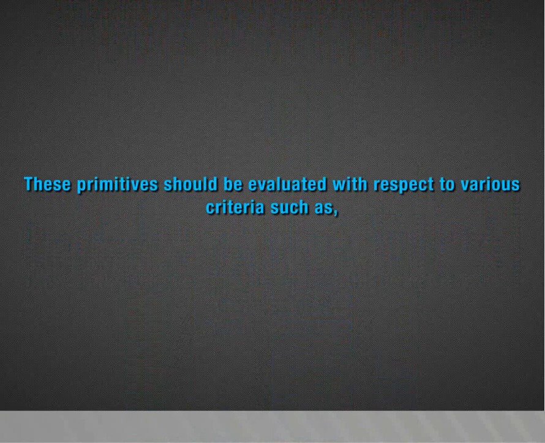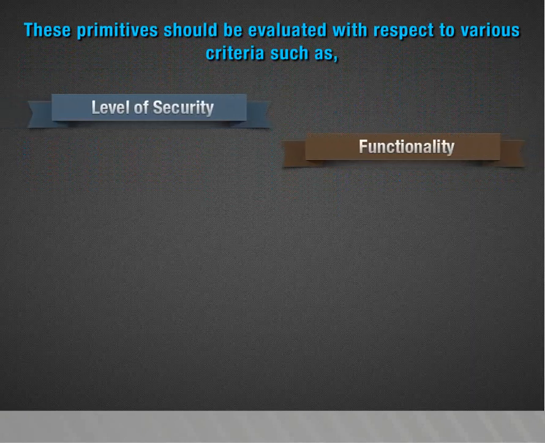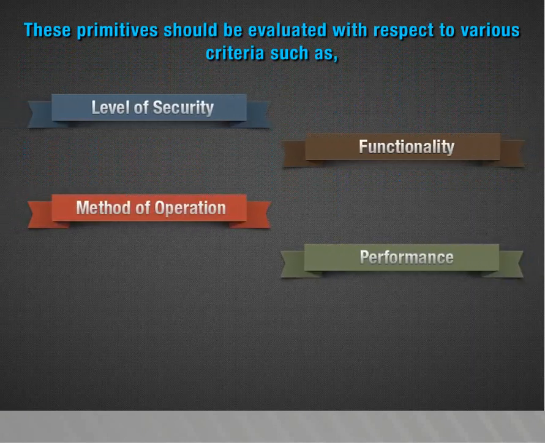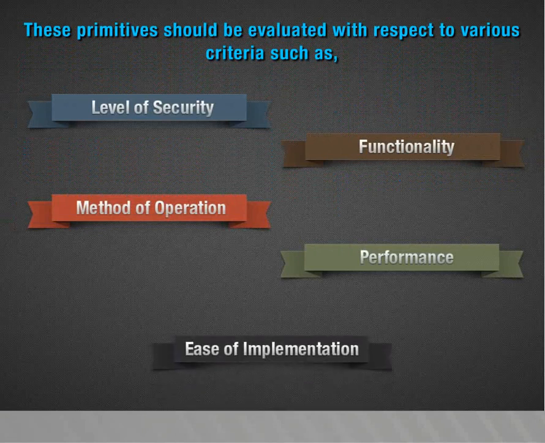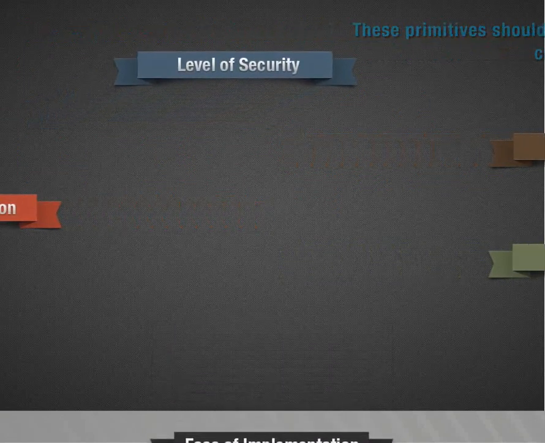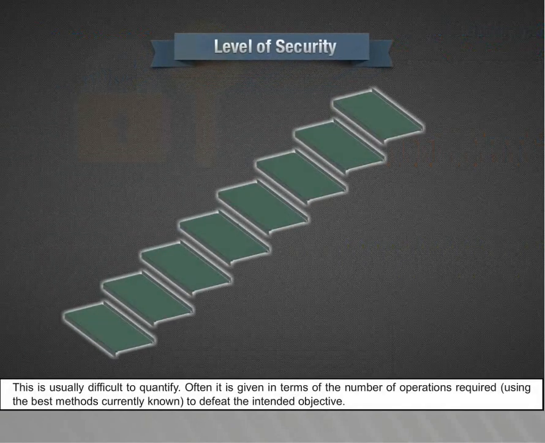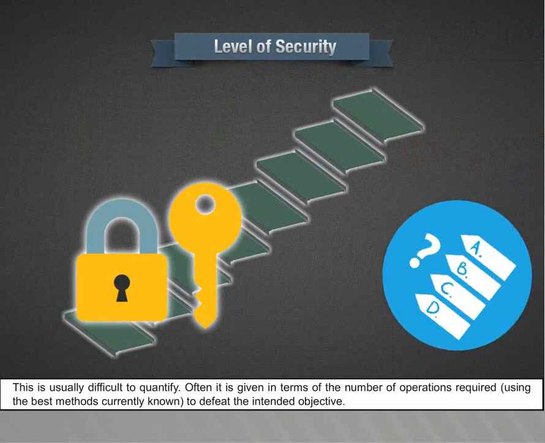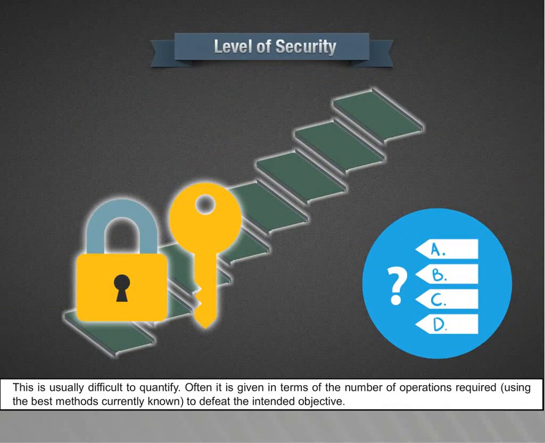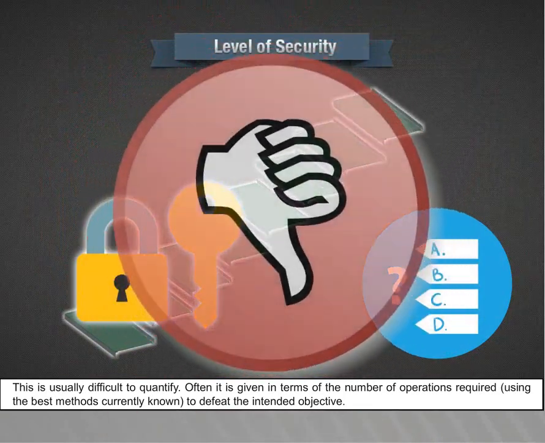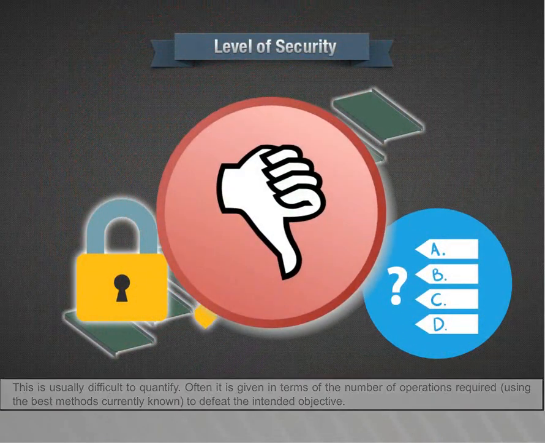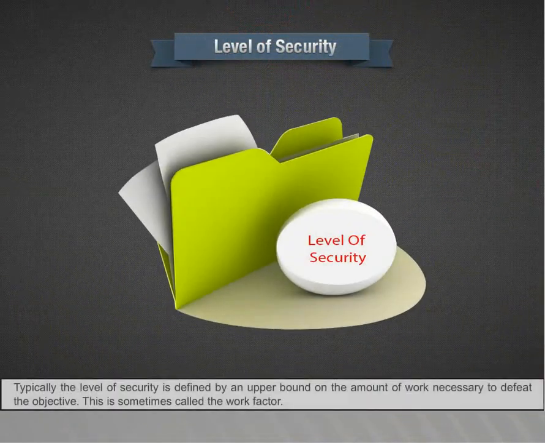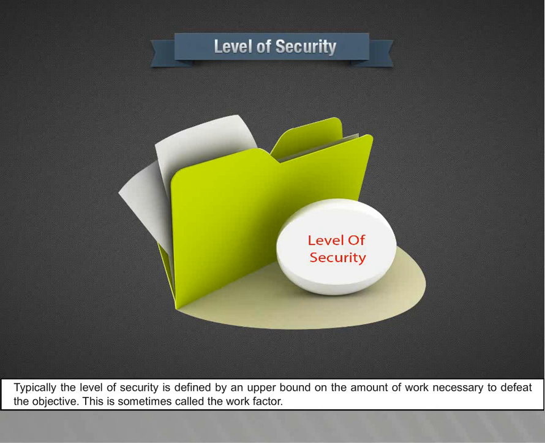These primitives should be evaluated with respect to various criteria such as level of security, functionality, methods of operation, performance, and ease of implementation. Level of security. This is usually difficult to quantify. Often it is given in terms of the number of operations required, that is, using the best methods currently known, to defeat the intended objective. Typically, the level of security is defined by an upper bound on the amount of work necessary to defeat the objective. This is sometimes called the work factor.